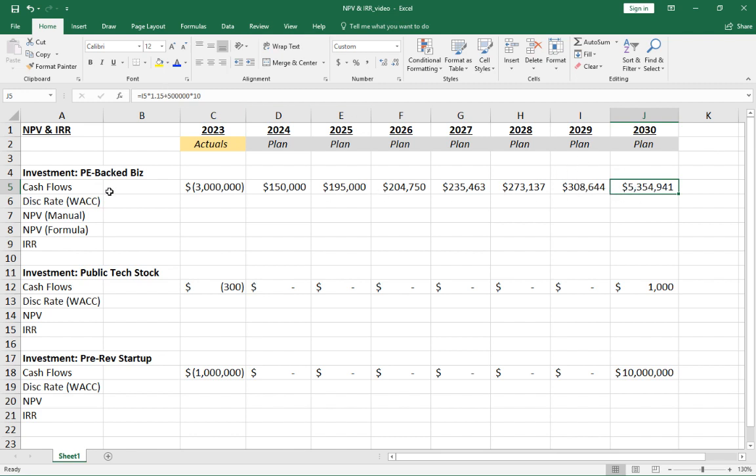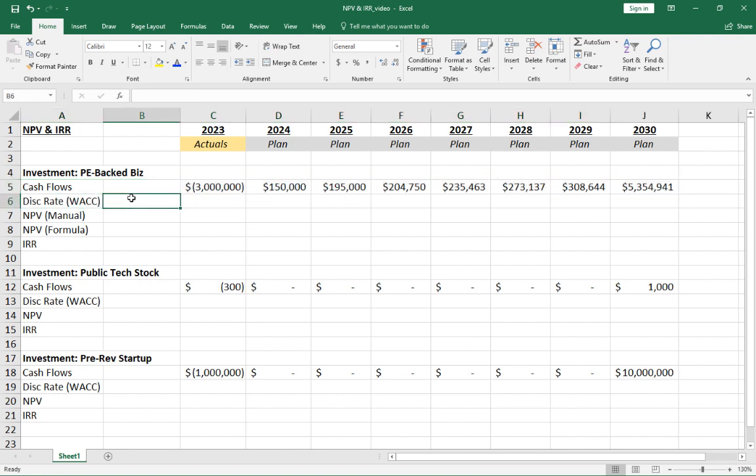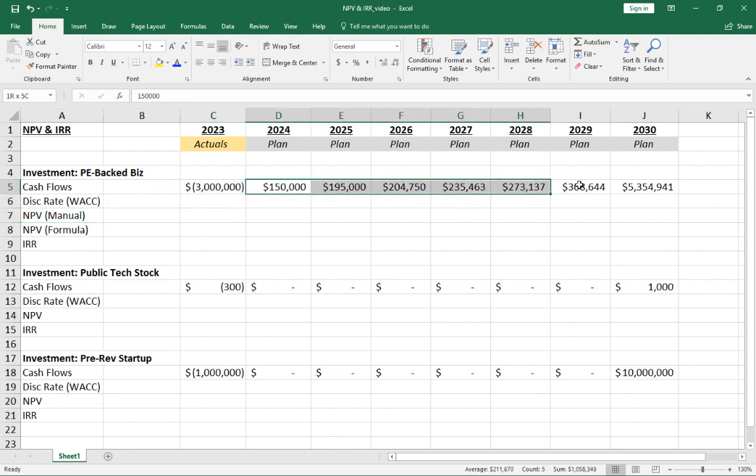So in order to calculate the net present value, you need the cash flows, so what you pay for the investment and what the investment pays you back. You also need a discount rate, which is called the weighted average cost of capital. They are synonyms. And with those two things, you can calculate the net present value. So, what is the net present value of these future cash flows?